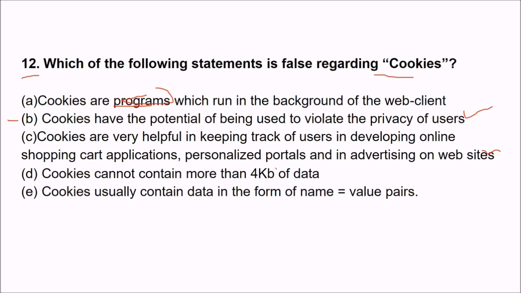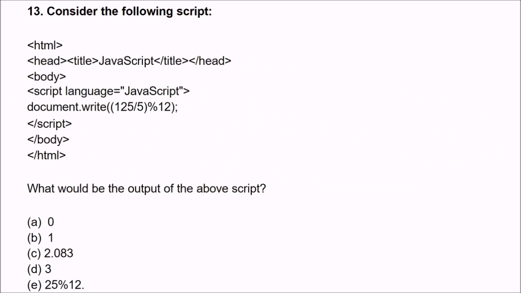Cookies cannot contain more than 4 KB of data. Yeah, this is true for various browsers. Cookies usually contain data in the form of name value pairs. This is also correct. So this is false. Cookies are actually not programs.